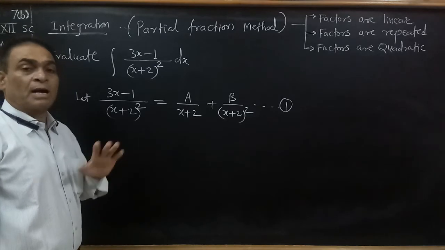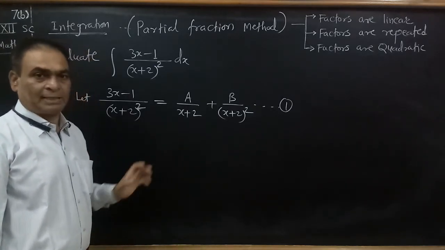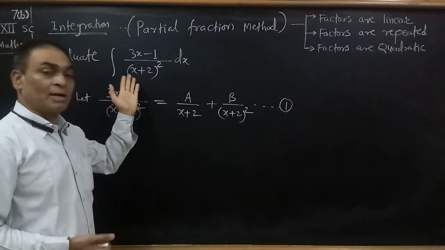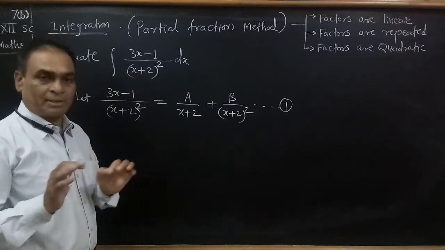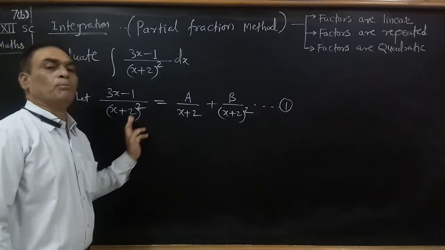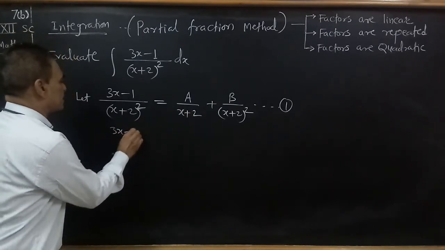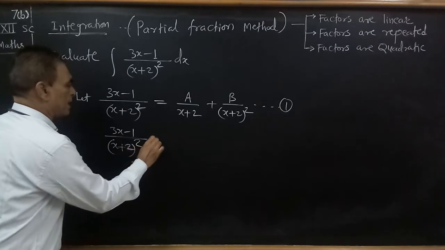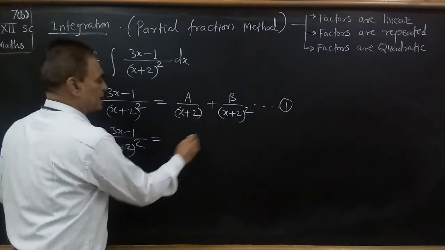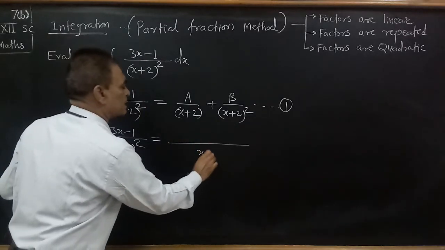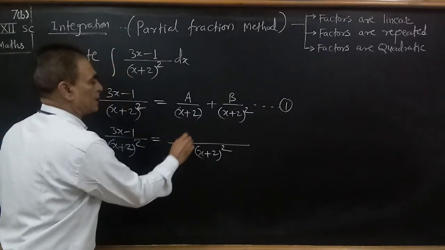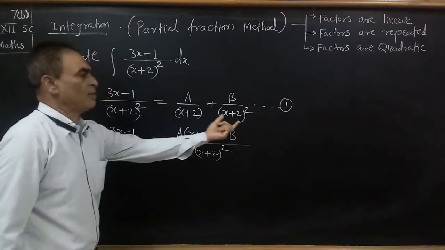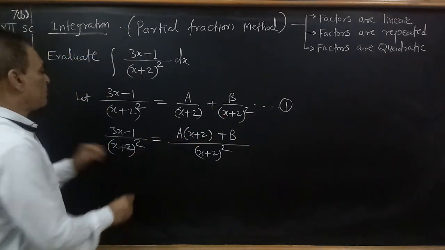For that purpose, you can't apply the shortcut method. That method was already discussed when the factors were linear. Here the factors are not linear, that's why you can't use the shortcut method. You can equalize the denominators on both sides. Left hand side keep as it is. And what about the right hand side? Here (x plus 2) whole square is the denominator. One of the factors is required, meaning x plus 2, and plus B as it is, because here the denominator is already present. Okay, and compare both sides.